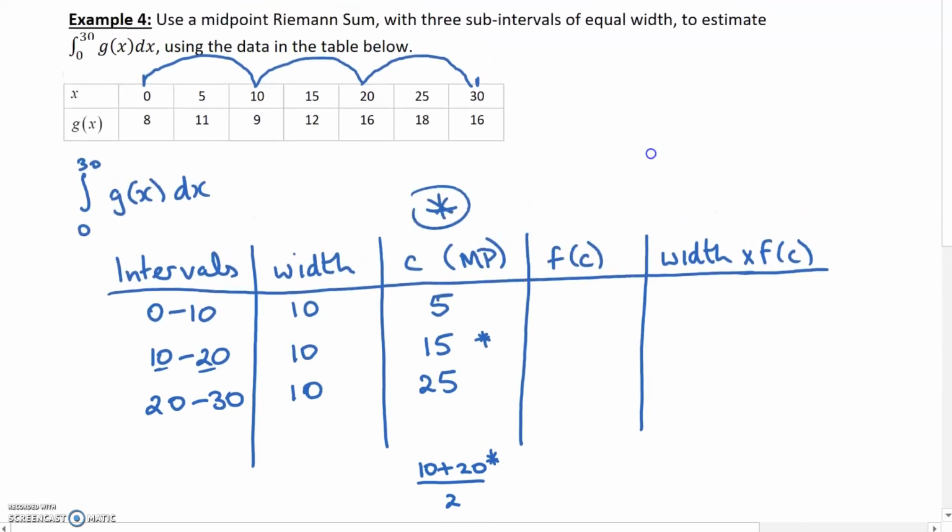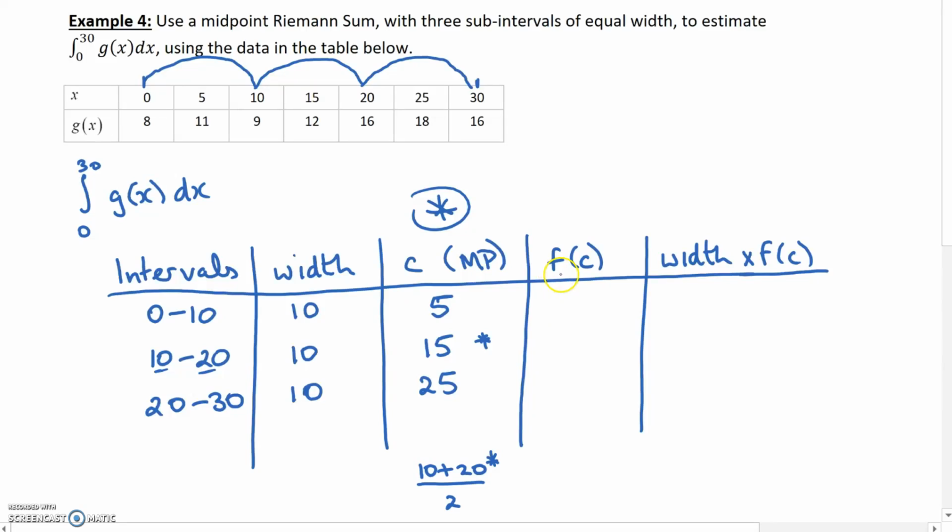Now we know what the values of C are, and we get f of C. So we're going to look up 5, 15, and 25 in the table. You look up the C's in the table. When C is 5, or when x is 5, g of x is 11. When C is 15, or x is 15, g of x is 12. And when x is 25, g of x is 18.